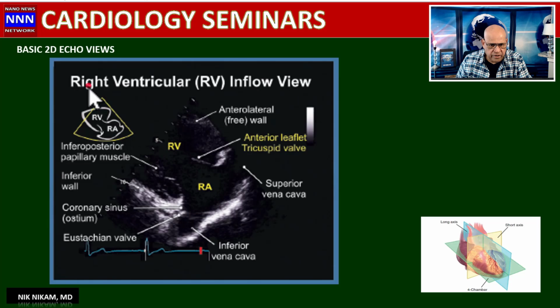Now this is the right ventricular inflow view. While we were doing the apical four chamber view, we can move this towards the right side. So instead of going this way, we can move it a little bit to the right side. Then we can see the right ventricle and the right atrium along with the superior and the inferior vena cava. A lot of these views are routinely not done unless we are suspecting right heart pathology.